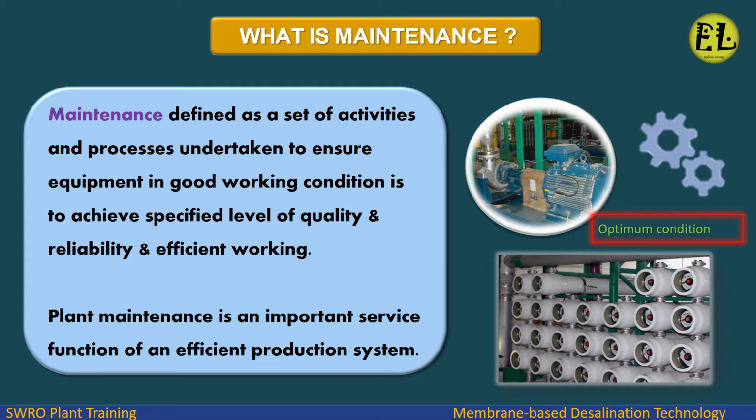What is maintenance? Maintenance is defined as a set of activities and processes undertaken to ensure equipment is in good working condition, to achieve a specified level of quality, reliability, and efficient working. Plant maintenance is an important service function of an efficient production system.